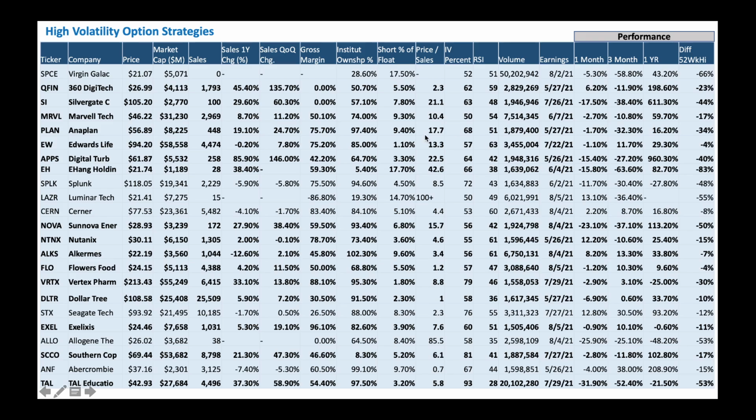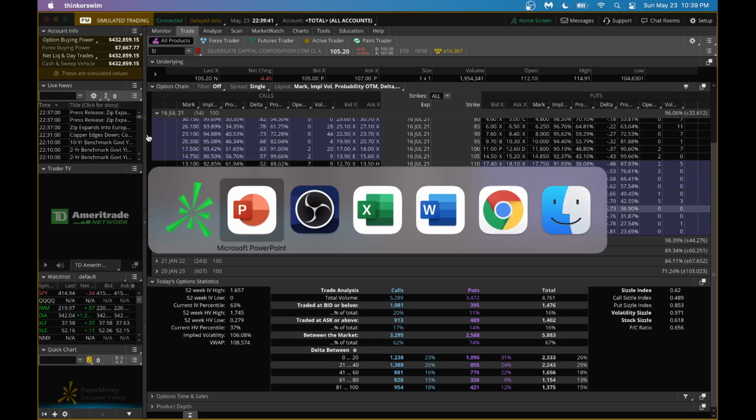And I think we've got Anaplan here. Anaplan has got a good IV percentile, and earnings is coming around the corner. Let's look at Anaplan and see what's in store for Anaplan. That's a great company. CEO Frank Calderoni, he's a great guy. Let's go back here.